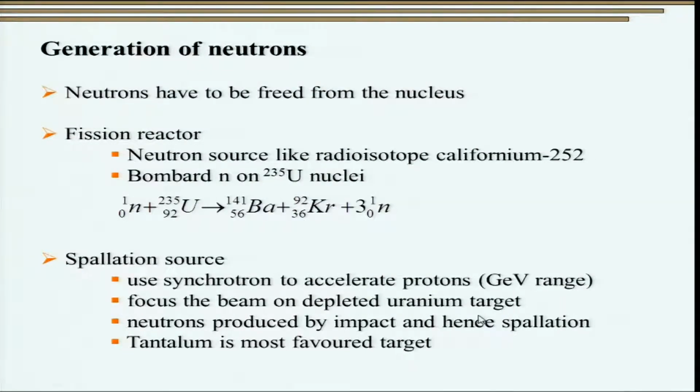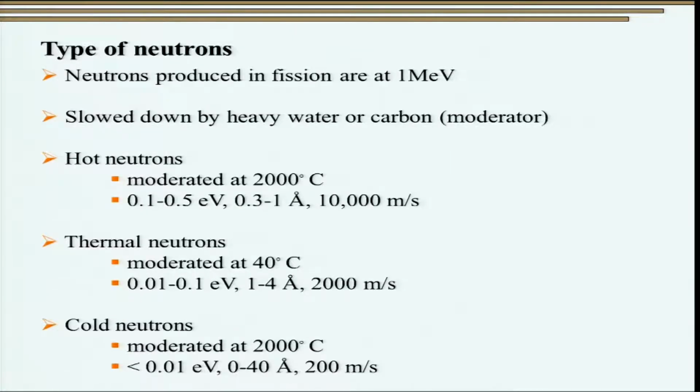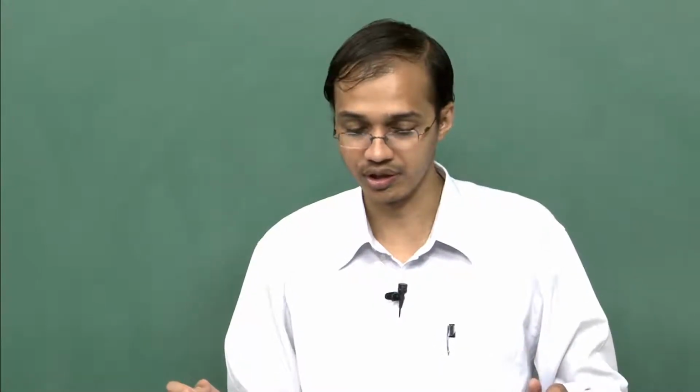However, one of the biggest problems with a spallation source is that it produces a lot of radioactive waste that comes from the target material. So, once the accelerated protons hit the uranium or tantalum target and give out neutrons, the leftover material is highly radioactive. So, this is one of the drawbacks of the spallation source. But having said that, depending on the kind of energy that we have, neutrons can be classified into different regimes.